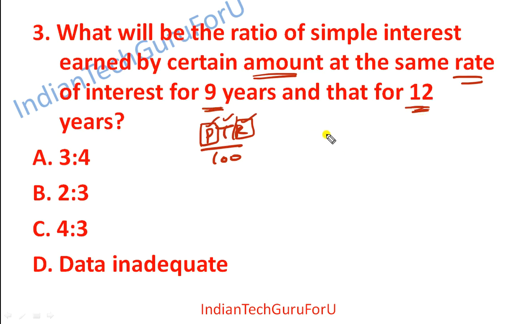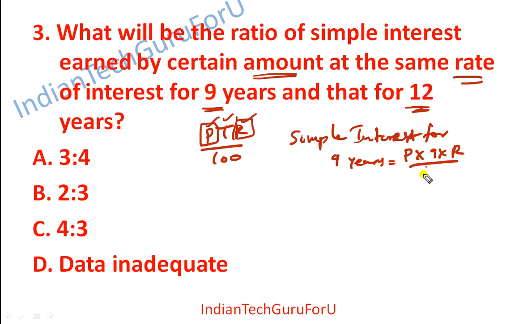So now calculate the simple interest for 9 years. Simple interest for 9 years is equal to P, we don't know, T the time period is 9 years, P into 9 into R by 100. So what is the simple interest for 12 years? P into 12 into R by 100. So now what they asked? They asked the ratio of simple interest.